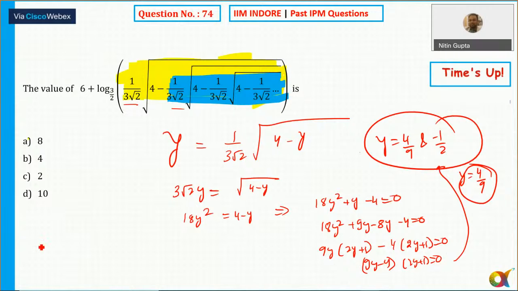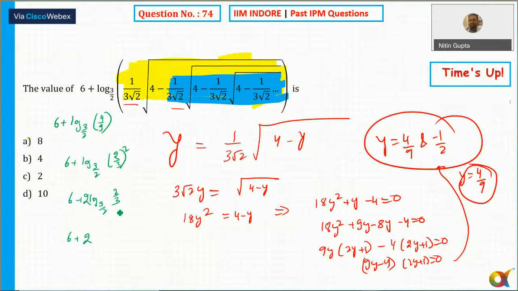So if y is equal to 4 by 9, the given expression is equal to what now? The given expression is 6 plus log of y to the base 3 by 2, and that y is equal to 4 by 9. So I can say that is log of 4 by 9 to the base 3 by 2, which is nothing but 2 by 3 whole square. Yes or no? 2 by 3 whole square. So I'll get 6 plus 2 log of 2 by 3 to the base 3 by 2.